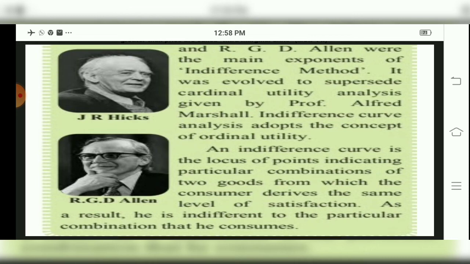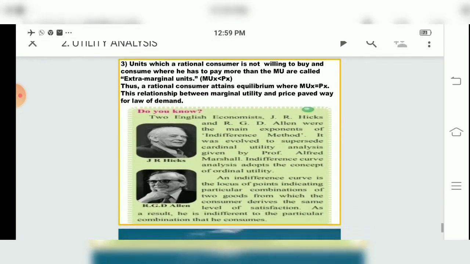Both Professor J.R. Hicks and R.G.D. Allen did more research when Professor Alfred Marshall introduced this theory. They both studied that when a consumer starts purchasing different things, his satisfaction will be different. According to every purchase of a commodity, their reactions and satisfaction level will be different. So they told about the indifference curve, Professor J.R. Hicks and R.G.D. Allen. So this is all we studied in this chapter, children.